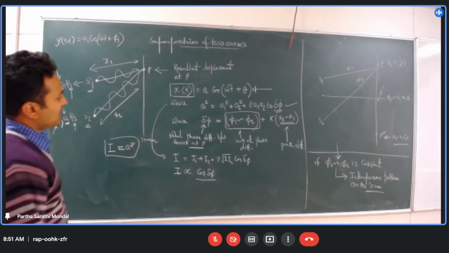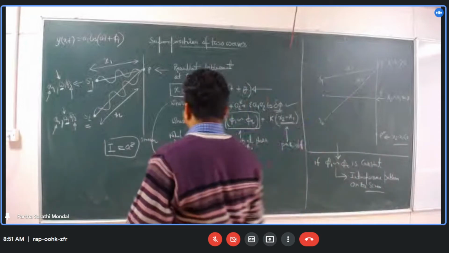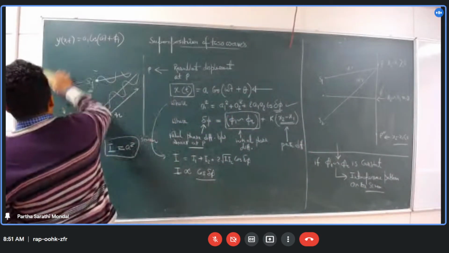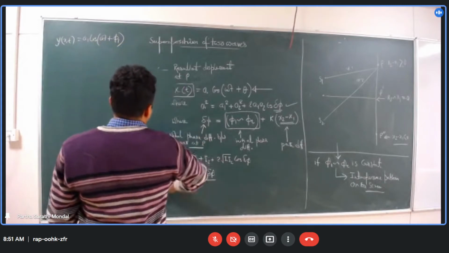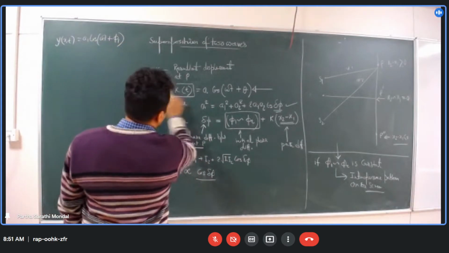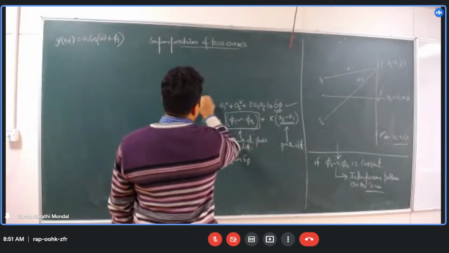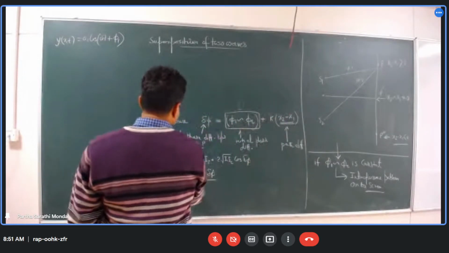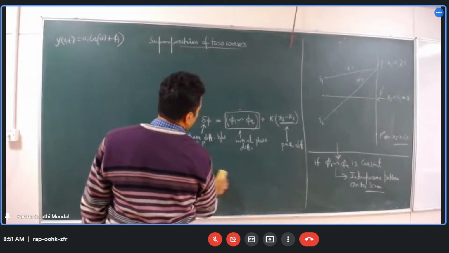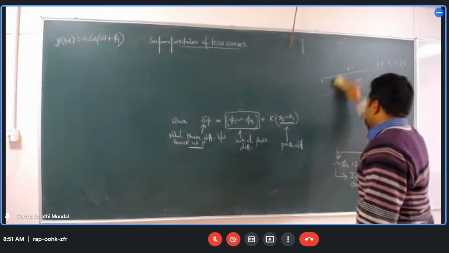Let us say if it is not constant, then what will happen? If phi1 minus phi2 is not constant, then what will happen? So to produce an interference pattern, we saw that we need to have a constant initial phase difference. So this is what we have already in our hand.